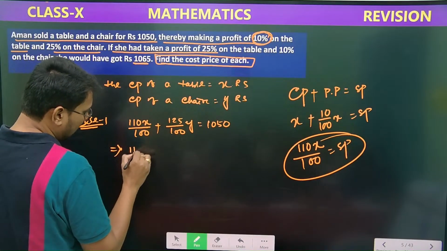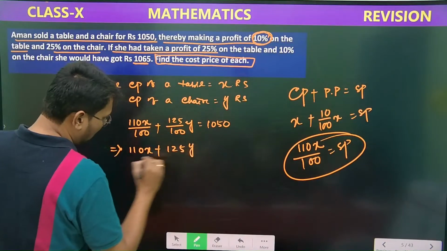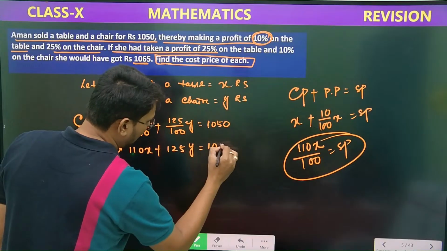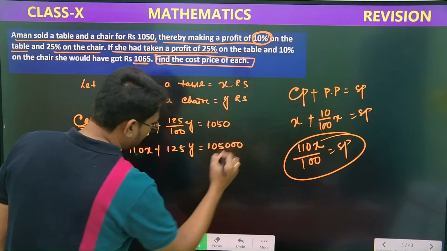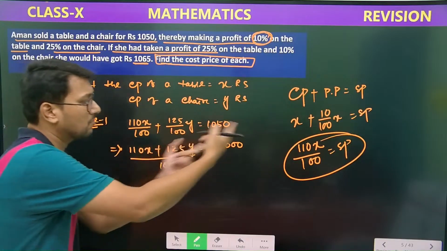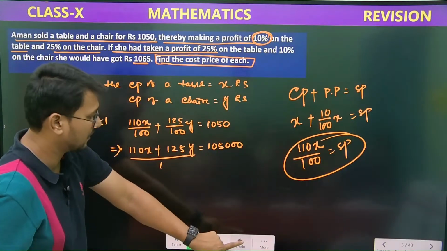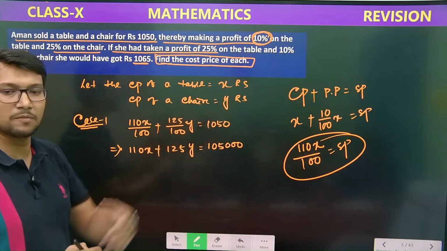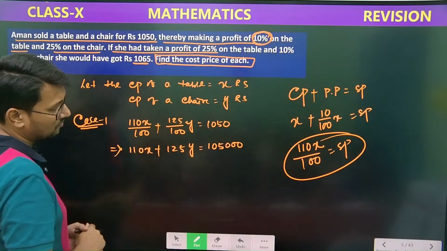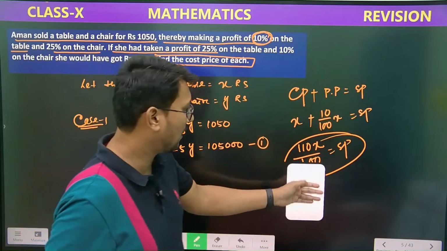If we solve this, 110x plus 125y whole divided by 100 equals 1050. Let me multiply that 100 to the right hand side. It should be divided here, then in the next step we multiply on that side. That is transposition; instead of doing that step, I am skipping it and multiplying directly. Let it be like this. Equation number 1.